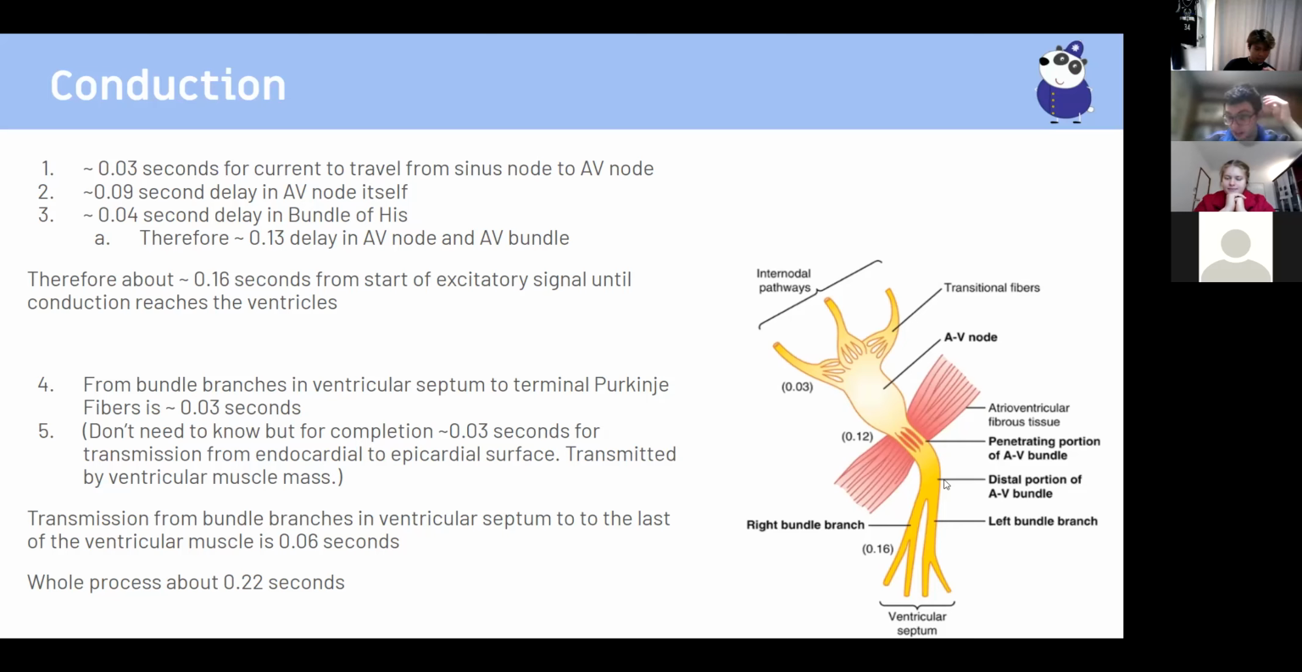Then you have another delay in this bundle of His over here. It's also known as the AV bundle, as we said before. This is about a 0.04 second delay. So overall, there's a 0.13 second delay to allow the ventricles to fill.